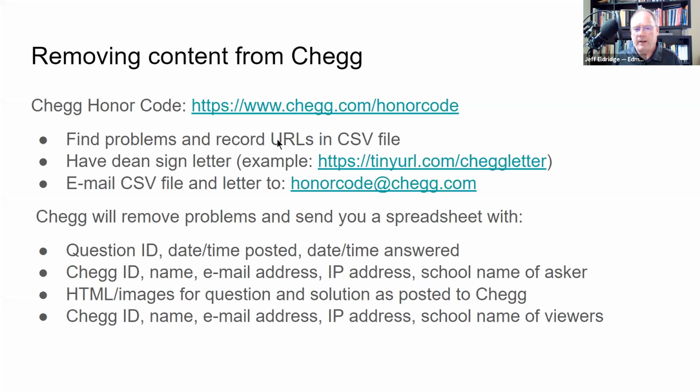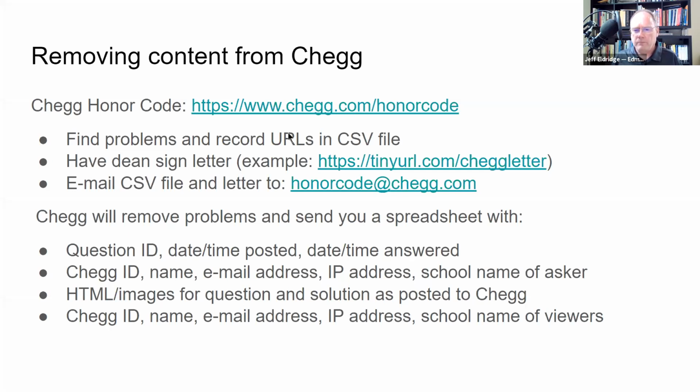What 95% of the students are doing on Chegg is violating the honor code, but they don't really care to do anything about it unless faculty report the post as being problematic. So what you need to do, at least this has worked for me, is find the ones you can on Chegg that are yours, save the URLs in a spreadsheet, and then send it to them as a CSV file.